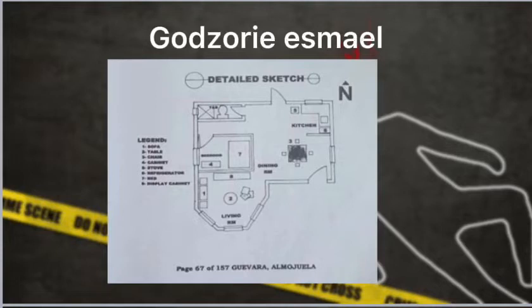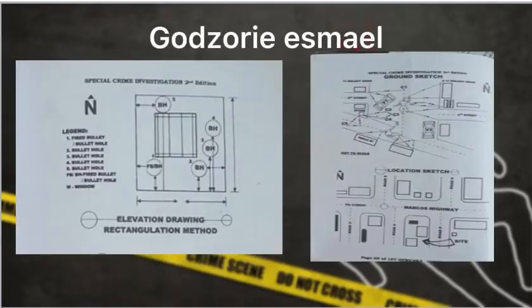Then, number 1, sofa. Number 2, table. Number 3, chair. Number 4, cabinet. Number 5, stove. Number 6, refrigerator. Number 7, bed. Number 8, display cabinet. So yun lamang yung mga kailangan natin i-drawing kapag nag-sketch tayo sa loob ng bahay. Hindi na kailangan i-drawing pa yung mga iba't ibang bagay doon.